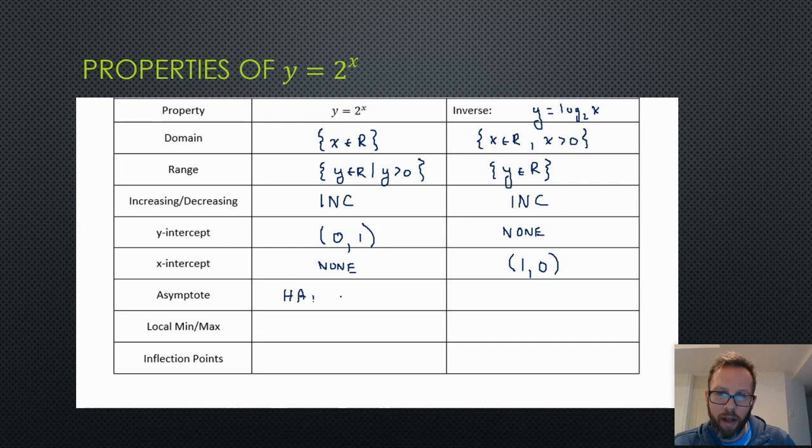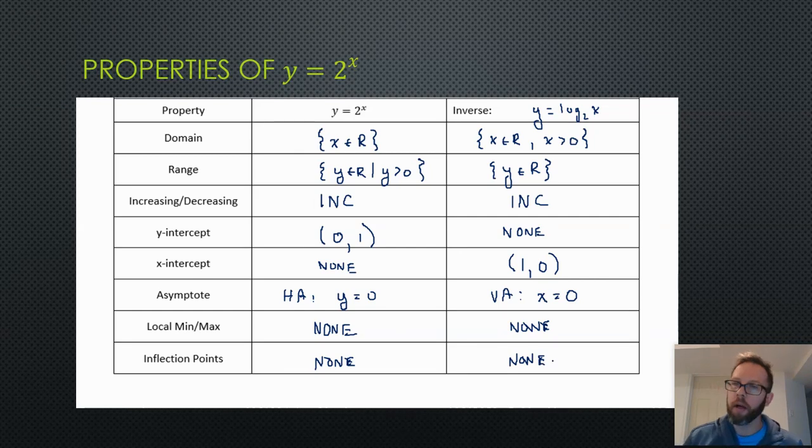The exponential function has a horizontal asymptote at y equals 0. This corresponds to a vertical asymptote at x equals 0, again switching x and y. And the exponential function has no local max or min, no inflection points. Same thing with the log base 2 of x.